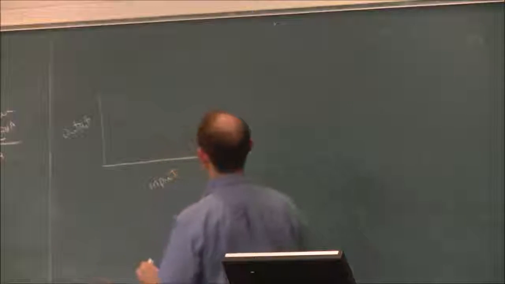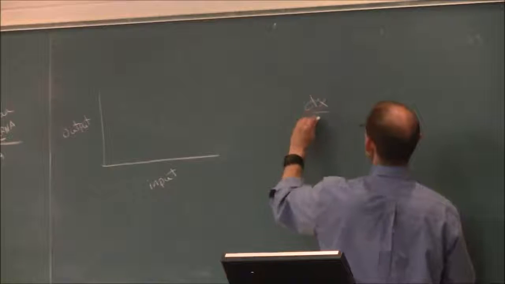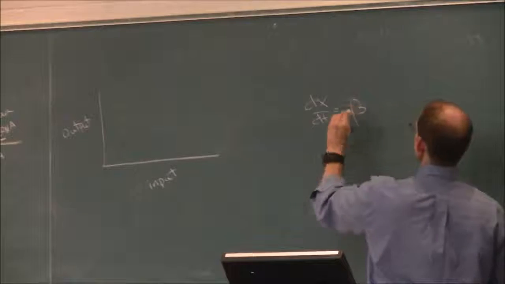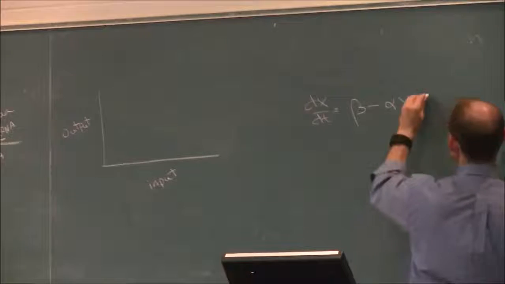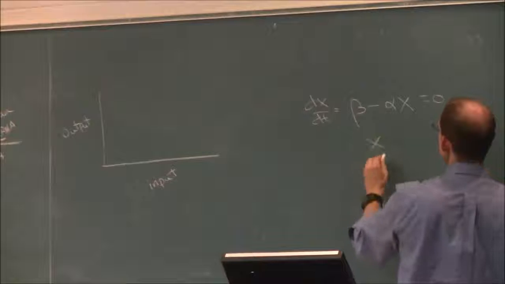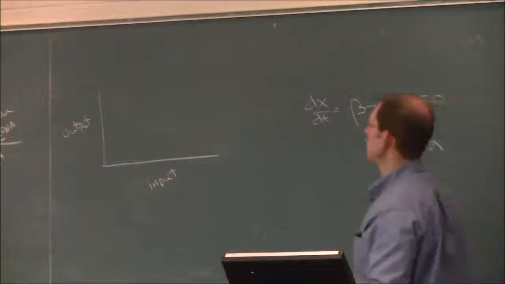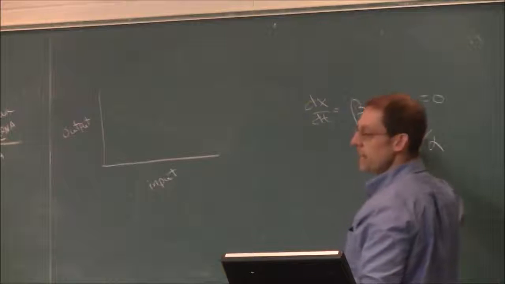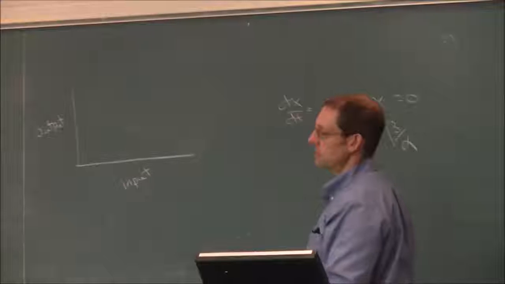So this is the linear system, the one we've been looking at, dx/dt is equal to some steady state input minus decay. If we set this equal to 0, we get that the steady state value of x is beta over alpha, say. And then as beta, the input, gets bigger, the output gets proportionally larger.